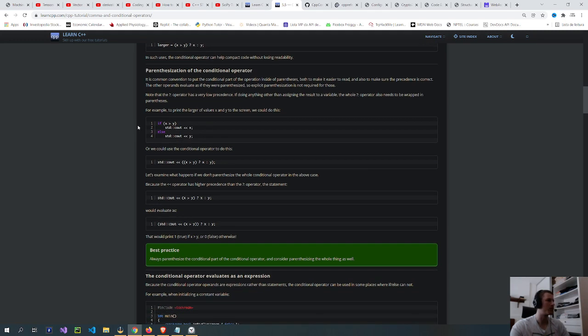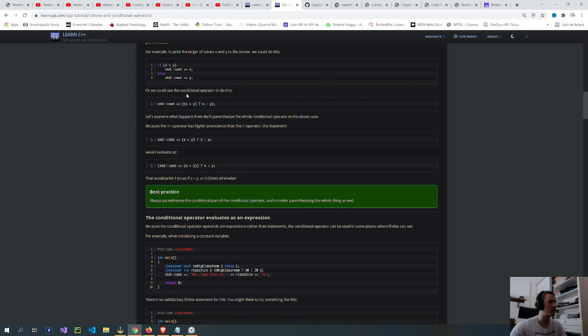Parenthesization of the conditional operator. It is common convention to put the condition part of the operation inside of parentheses, both to make it easier to read and also to make sure the precedence is correct. The other operands evaluate as if they were parenthesized, so explicit parenthesization is not required for those. Note that the operator has a very low precedence if doing anything other than assigning the result to a variable. The whole operator also needs to be wrapped in parentheses. For example, to print the larger of values x and y to the screen, we could do this.